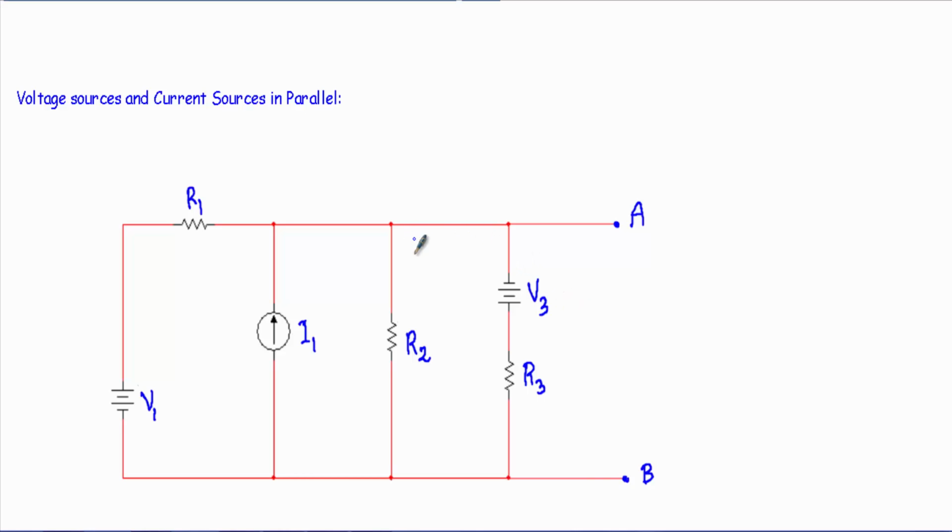I will show you an example of how we analyze this kind of circuit using Millman's theorem. Okay, that's it. Thank you.